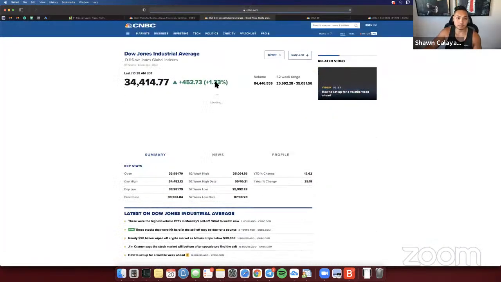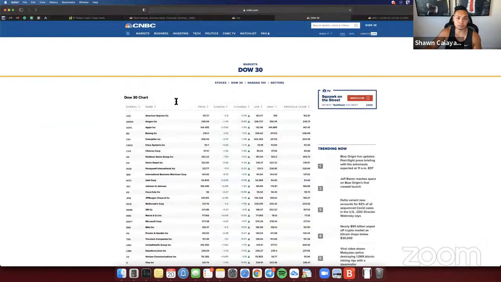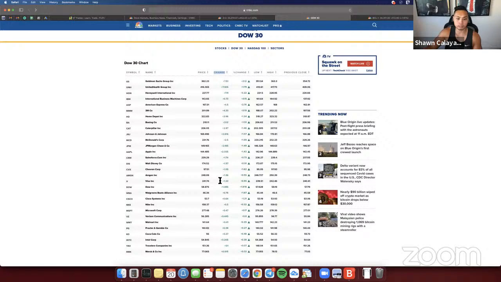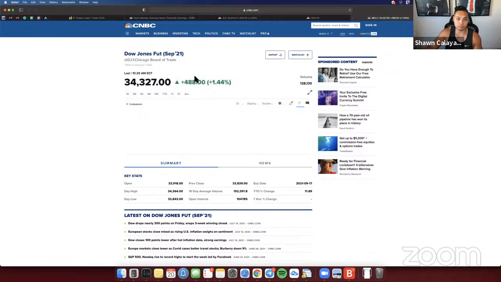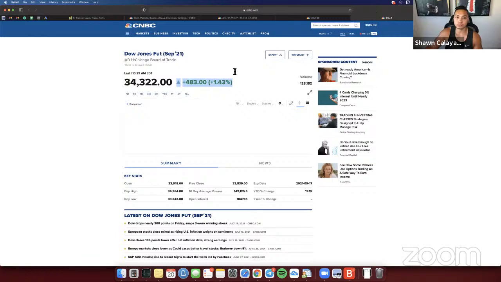Looking at the daily index, it's still up 452 points. Looking at the actual stock index right here, this thing's literally all green. There's no reds here. Even Travelers and Intel all went green. So everything is green. Looking at the futures data over here, futures are still up 488. So it looks pretty solid overall for the most part.